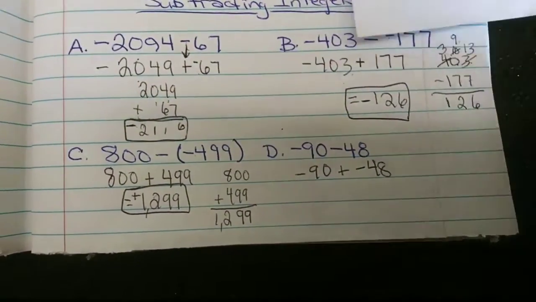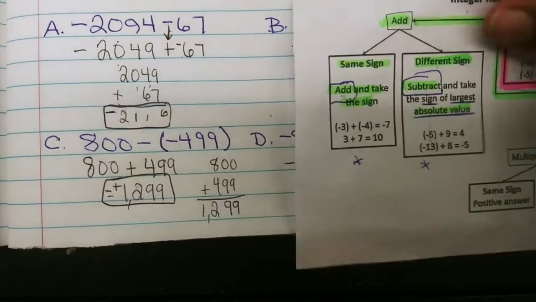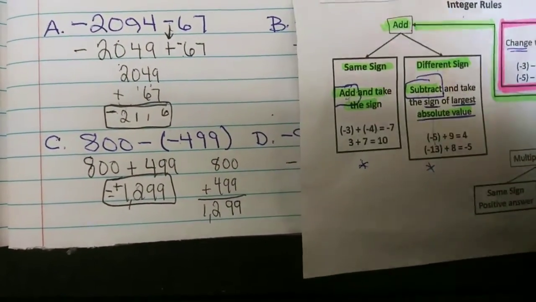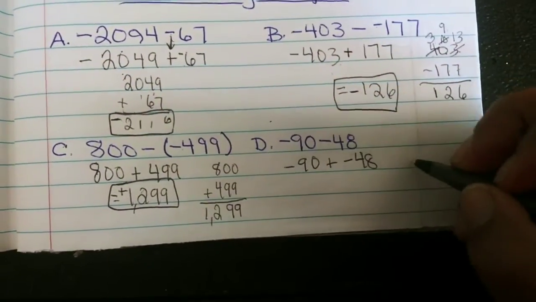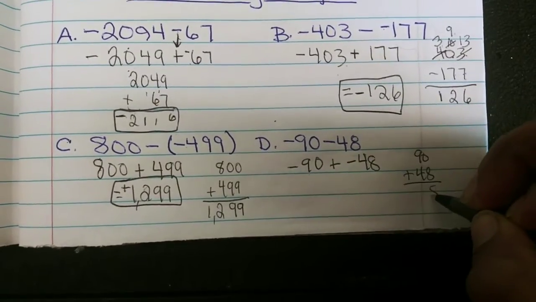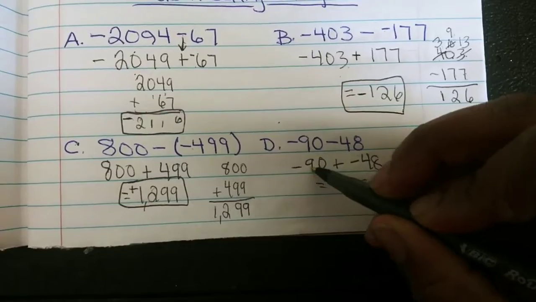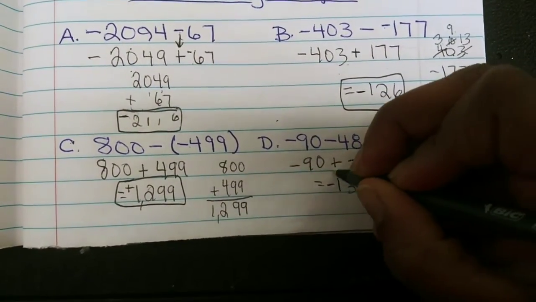Now I need to go back and use the addition rules. The addition rule says that if I'm adding two integers with the same sign, I need to add those and take that sign. So 90 plus 48, which I'll do on the side, is 138. But since they're both negative, the final answer will be negative.